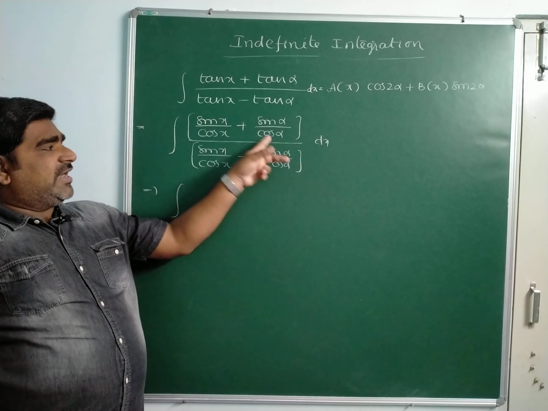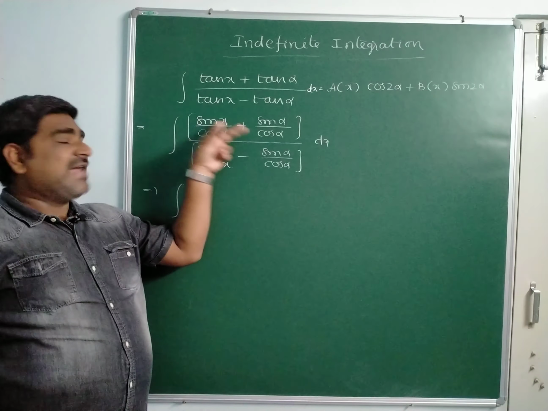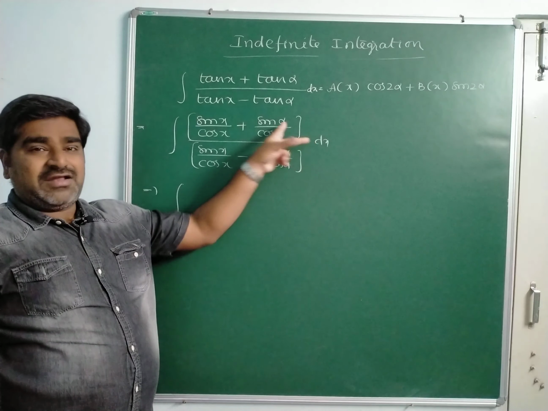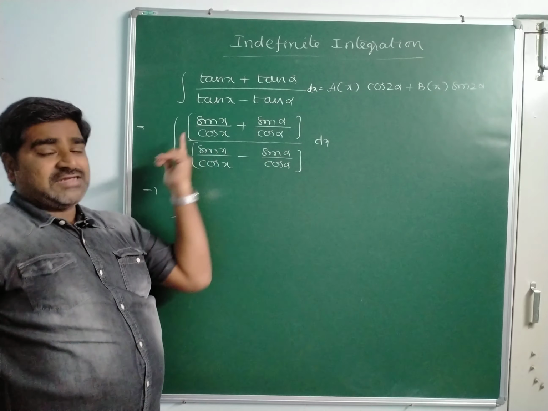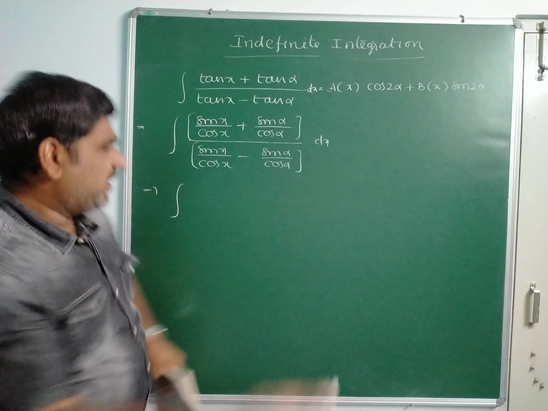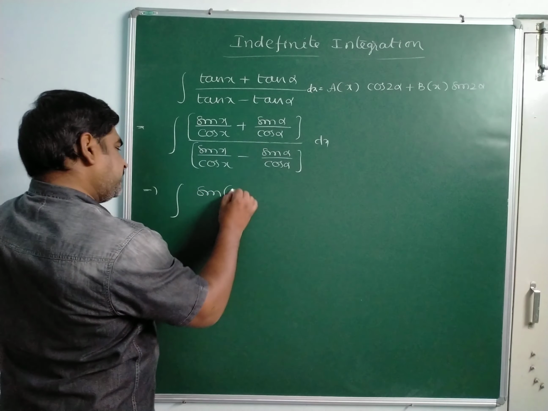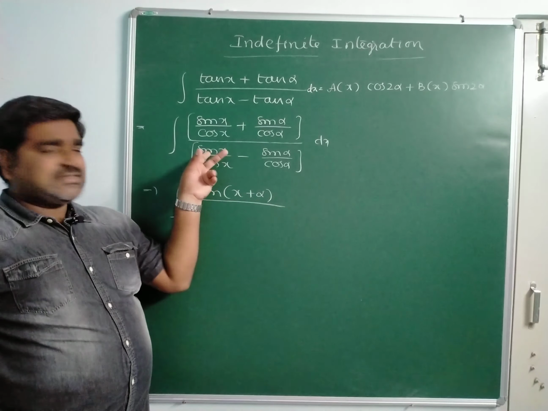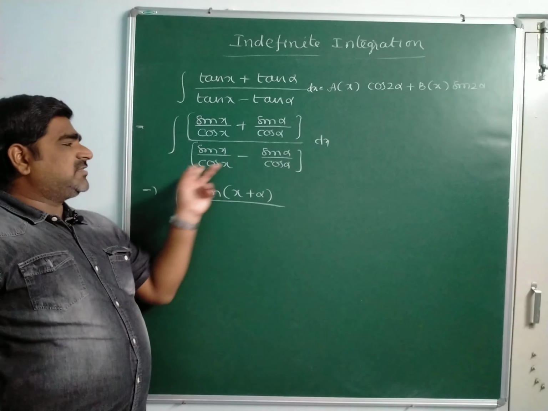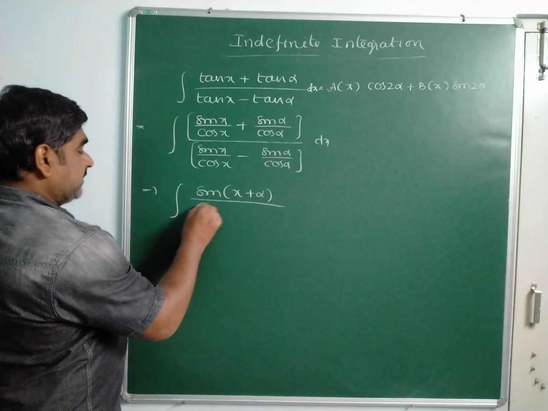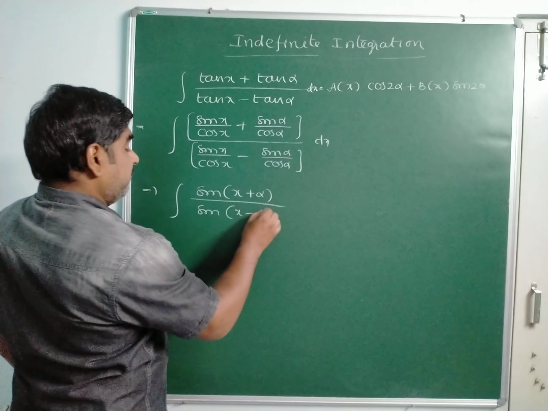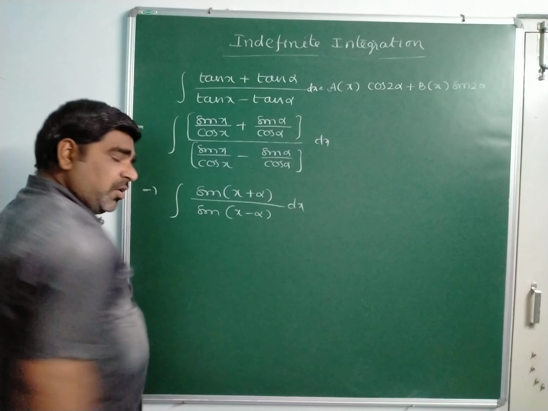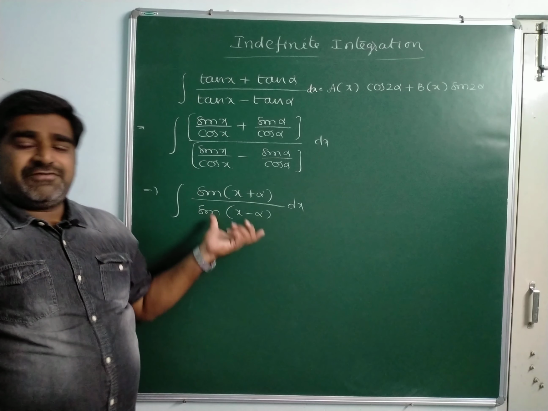So what do you get in the numerator? Sin x cos alpha plus cos x sin alpha. It is the formula of sin of x plus alpha. Now the denominator: sin x cos alpha minus cos x sin alpha. It is sin of x minus alpha, dx. Okay. So the problem was converted into sin.